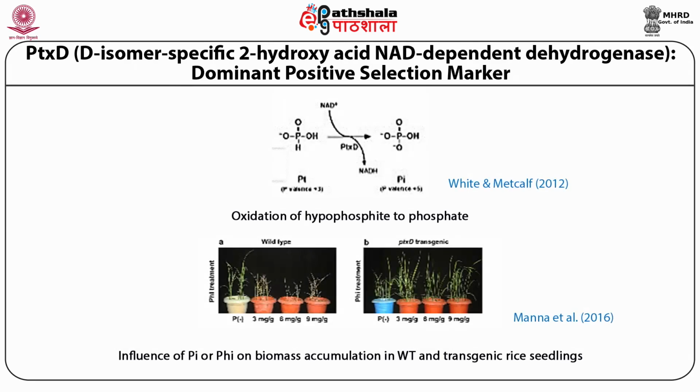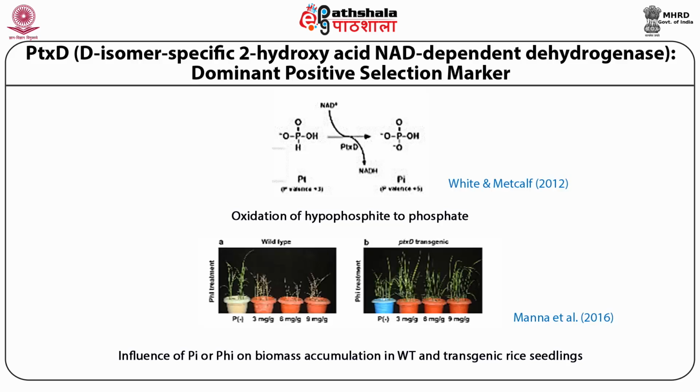Recently, one particular gene is used, which is isolated from Pseudomonas stutzeri. It's PTXD, an isomer-specific 2-hydroxy acid NAD-dependent dehydrogenase. When this is expressed in the plant, it is able to utilize phosphite and survive in medium containing phosphite. Normally, plants cannot utilize phosphite. Plants can only use phosphate.